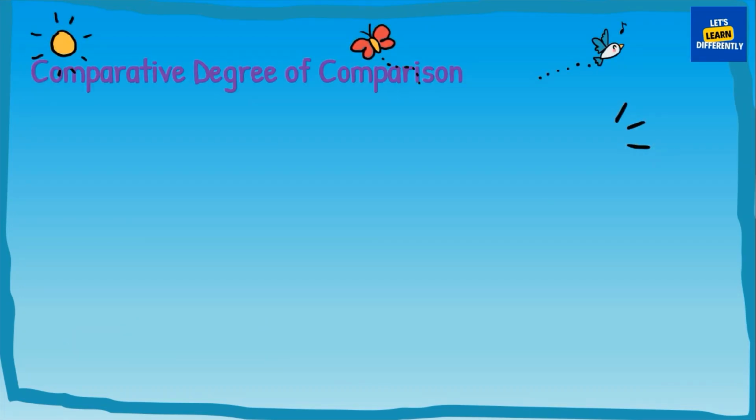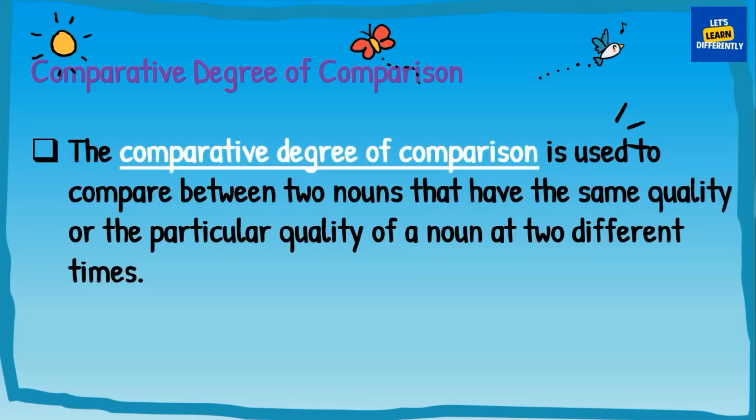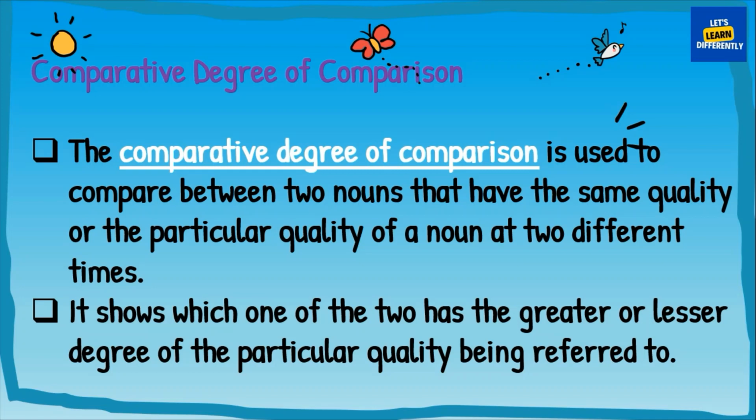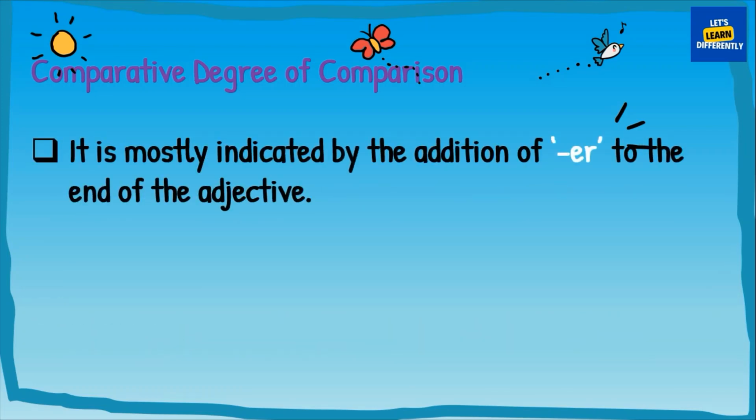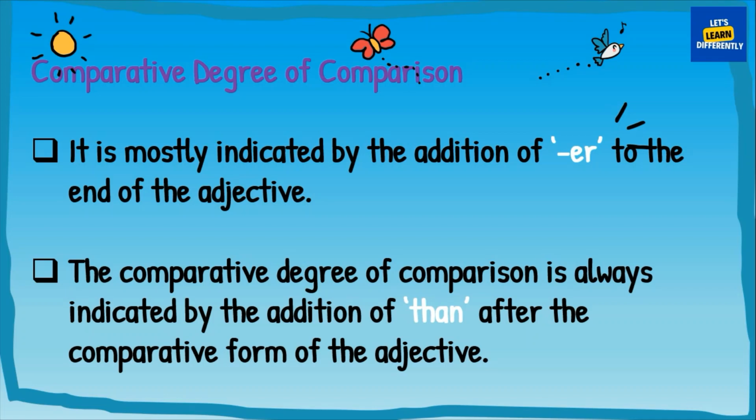Comparative degree of comparison. The comparative degree of comparison is used to compare between two nouns that have the same quality or the particular quality of a noun at two different times. This shows which one of the two has a greater or lesser degree of the particular quality being referred to. It is mostly indicated by the addition of er to the end of the adjective. The comparative degree of comparison is always indicated by the addition of than after the comparative form of the adjective.